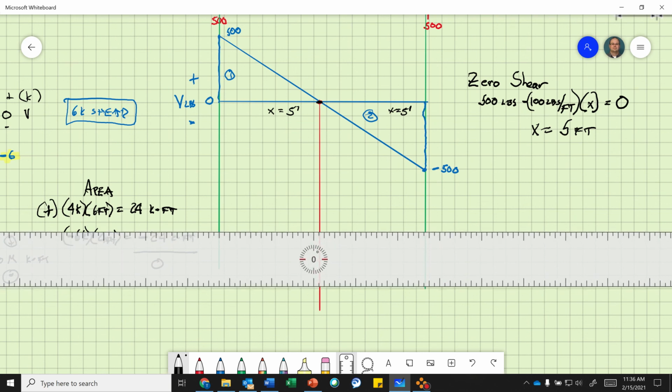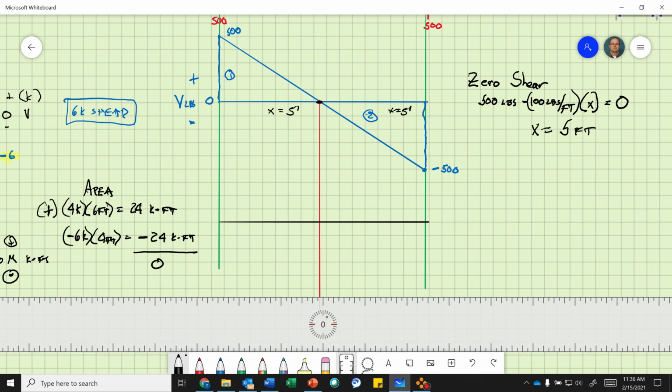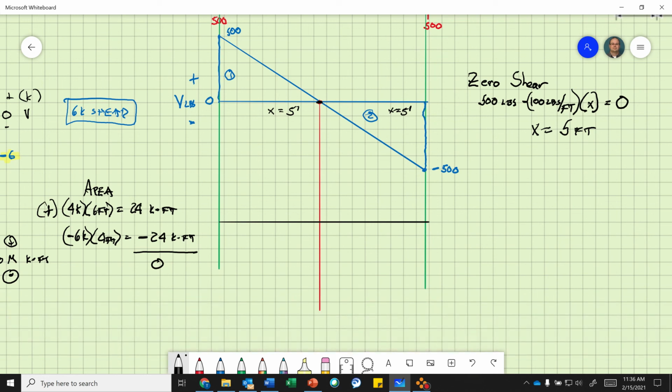So I'll just start it up here. Hopefully I have enough room here. Beginning and the end, I projected down my point of 0 shear. So this is moment, this is 0, this is a positive moment, this is a negative moment, and this is pound-feet for my units. 0 moment, plus or minus pound-feet or foot-pounds, however you want to say it. Okay, area 1. So this is a positive area, this is a negative area.